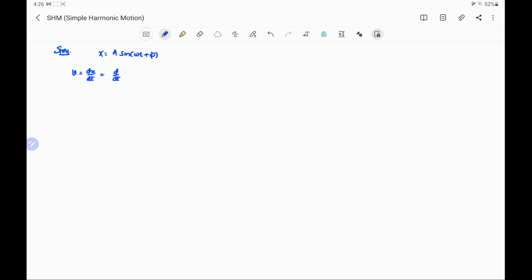differential of a sine omega t plus phi. Here a is constant, so it is taken out of the differential and the remaining is differential of sine omega t plus phi. It is equal to a into differential of sine omega t plus phi. We know differential of sine is cos, so it is cos omega t plus phi. And now differentiating the argument with respect to time, this is omega t plus phi. It is equal to a cos omega t plus phi.